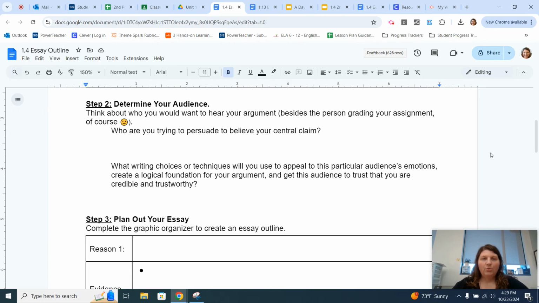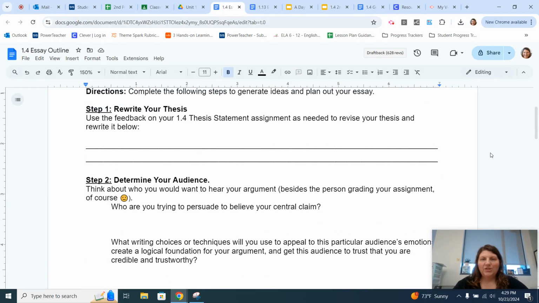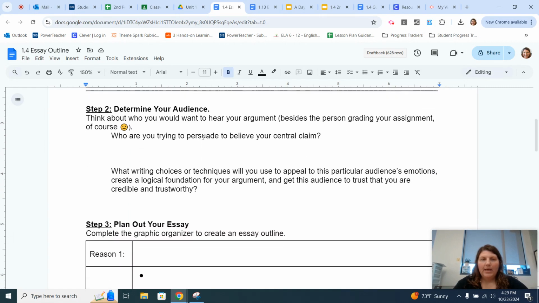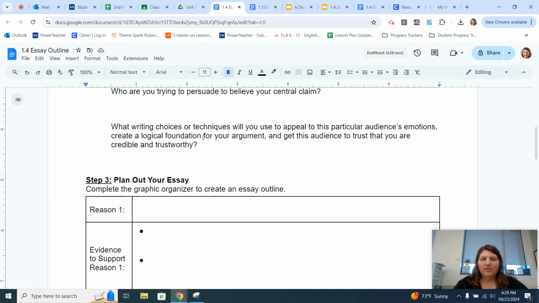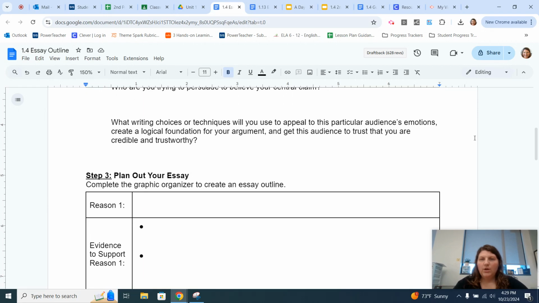So think about who you are trying to persuade to believe your central claim. Who is it that you want to hear this argument right here? And then think about the writing choices or techniques that you're going to use to appeal to this particular audience's emotions. What do you want them to feel while they are reading your argument? How are you going to create a logical foundation for your argument? And how are you going to get this audience to trust that you are credible and trustworthy?